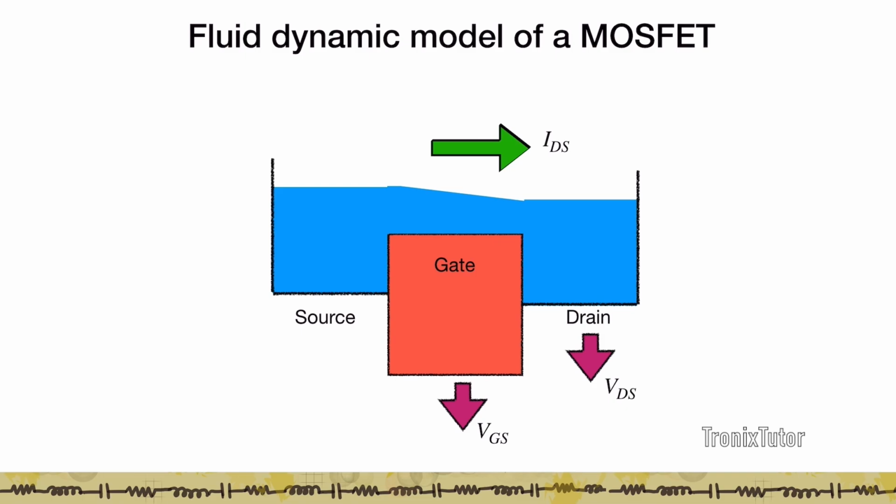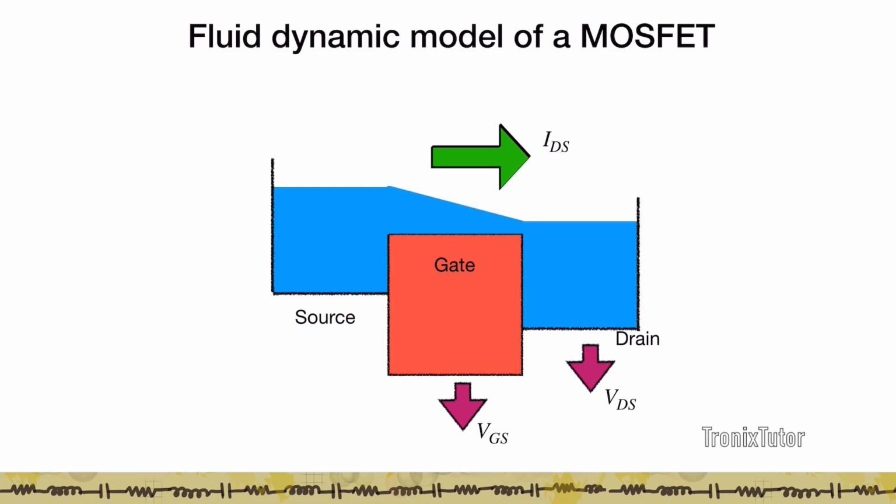Now at this gate potential, suppose I pull down the drain even further, then I've created a larger potential difference between the source and drain, and the current goes up. Right? So the current can go up, or the flow of water can go up, if I pull the gate down, or I pull the drain down with respect to the source.